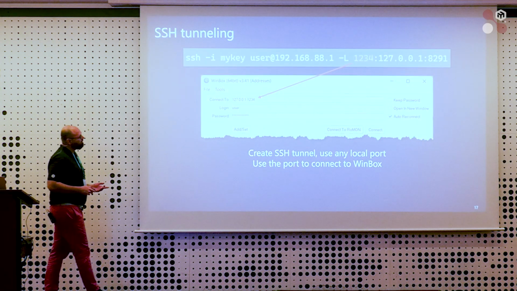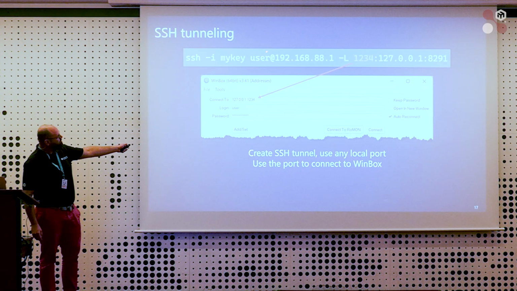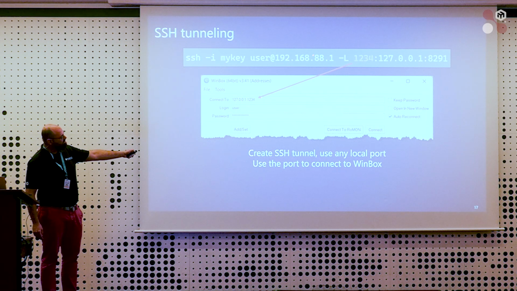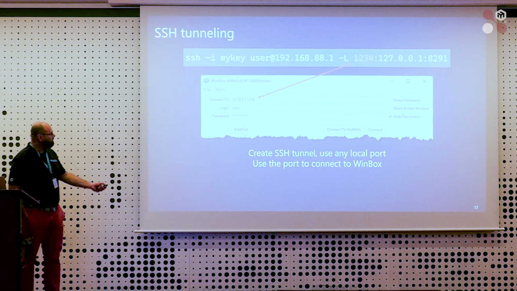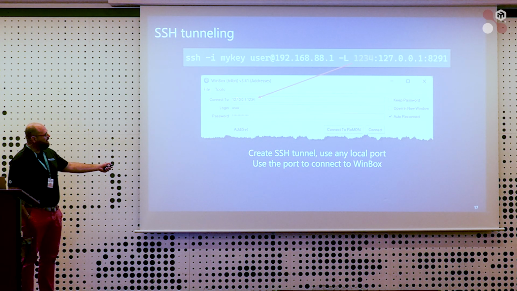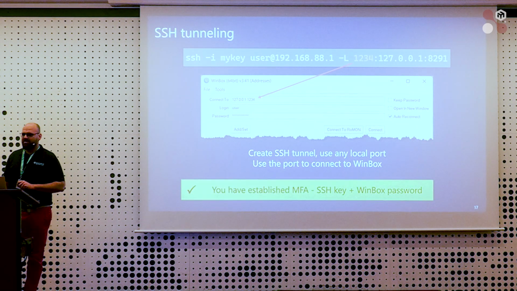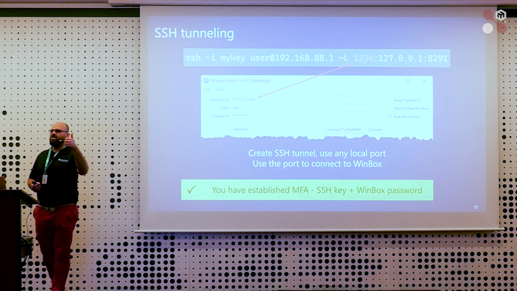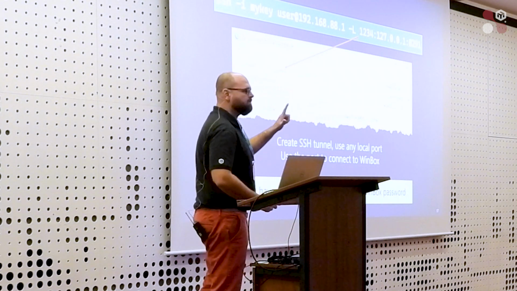But what you can do, you can create a SSH tunnel. You can authenticate yourself with the key. So I use my user account, I connect to the device, and this -L makes on my computer port 1234, and the other end of the tunnel will be on the device, on the local host, on the WinBox port. And then I will be connected through WinBox to my local host to port 1234, and it will go directly through the SSH tunnel to the localhost WinBox. So what I have done, I have established MFA. I'm using SSH key, it's something I have, and I'm using the password, it's something I know. You have two factors, okay?